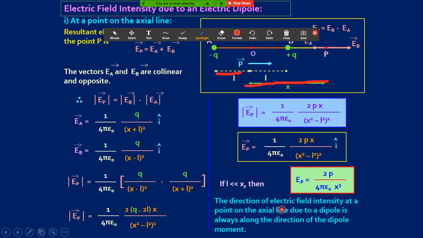The direction of electric field intensity at a point on the axial line due to a dipole is always along the direction of the dipole moment. Okay, let's see the corresponding electric potential for this axial line.